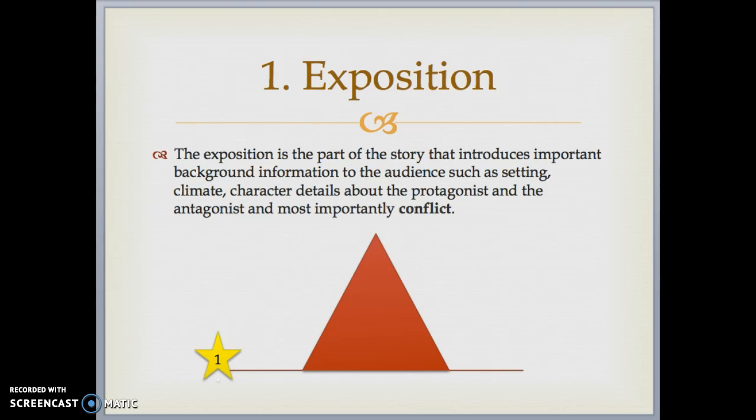1. Exposition. The exposition is the part of the story that introduces important background information to the audience, such as setting, climate, character details about the protagonist and the antagonist, and most importantly, the conflict, the issue at hand. Think of it as setting the base to the story that you're going to be reading about.